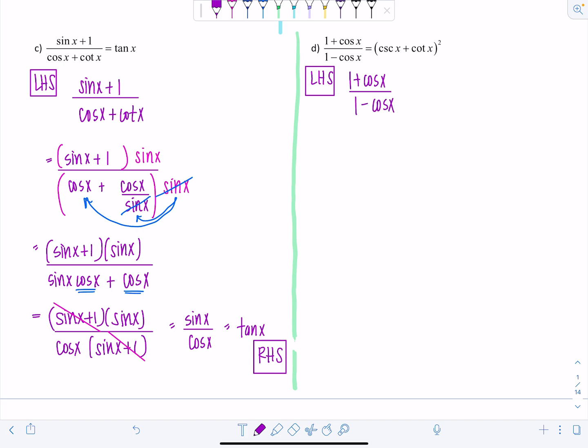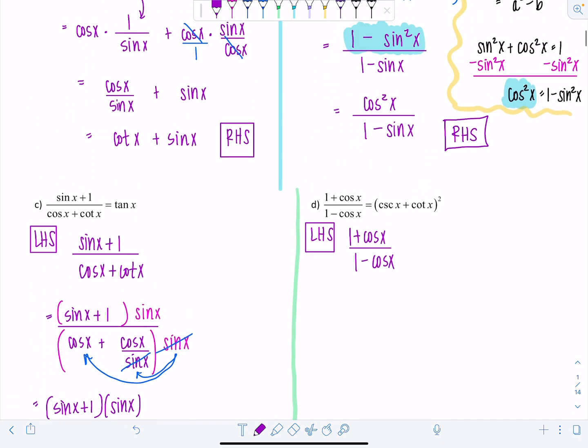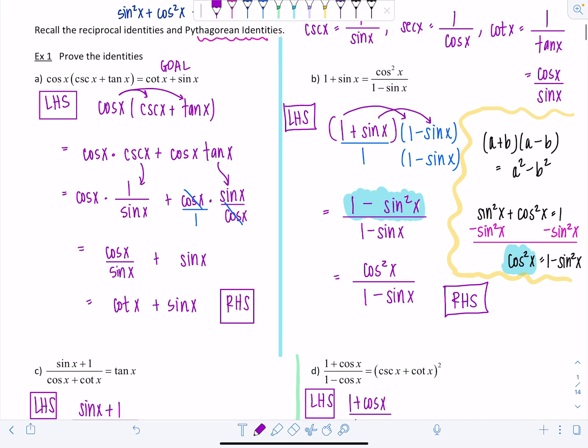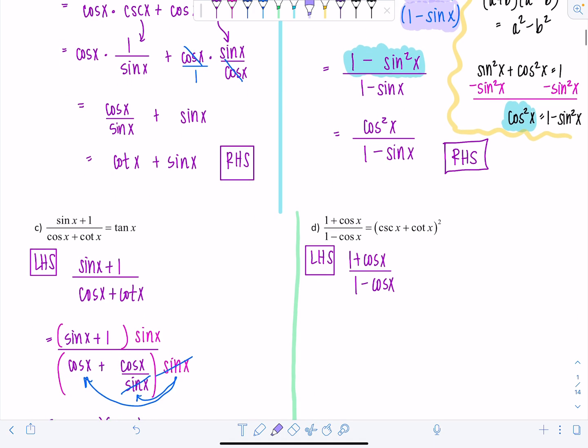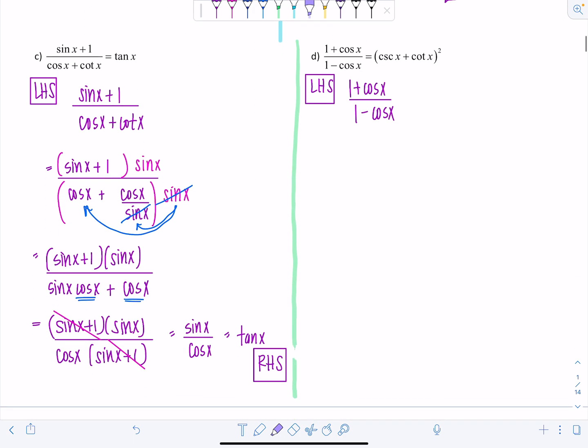Now, if you remember in example B, we multiplied by the conjugate of the denominator that was in the right-hand side. Do you remember that? Do you remember how we ended up, we just multiplied by whatever was in the denominator so that we would have conjugate pairs in the numerator. Okay, we're going to do something similar. I'm going to multiply by the conjugate of the denominator. So I'm going to multiply by 1 plus cosine x, okay, in the numerator and denominator.